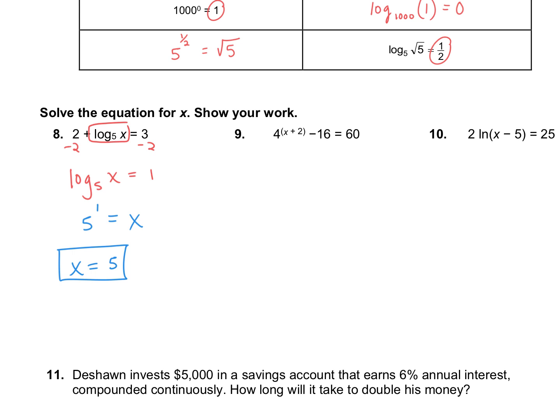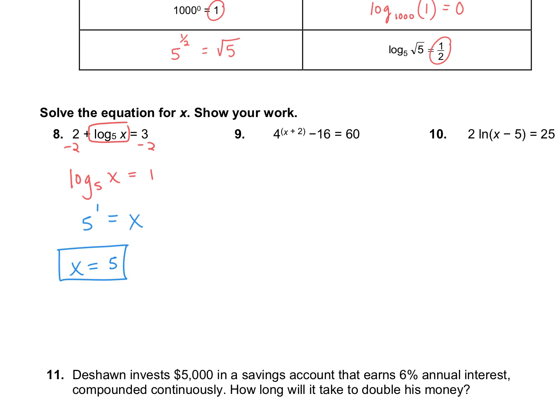All right, next problem. We have 4 raised to the power of x plus 2 minus 16 equals 60. All right, trying to solve for x, do you see how it's an exponent? Well, I can't get to it because it's up there in the exponent position. So how do we access it? We're going to switch forms.